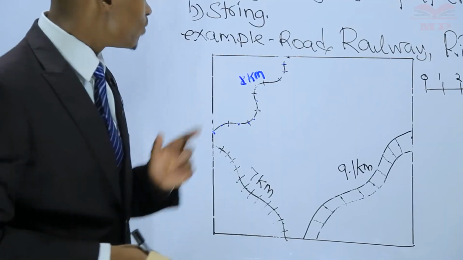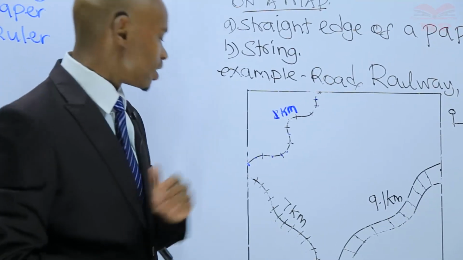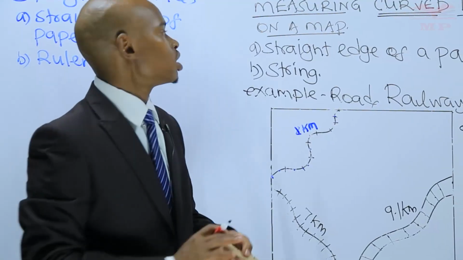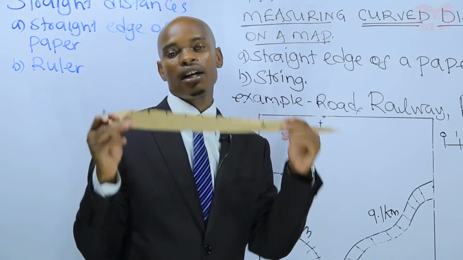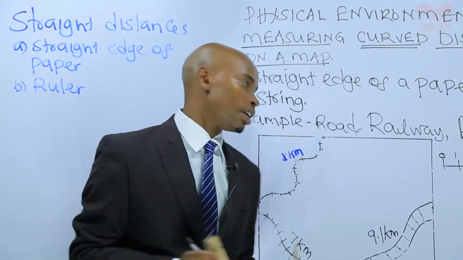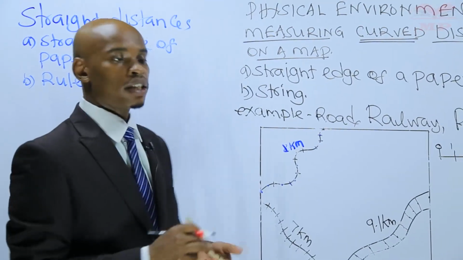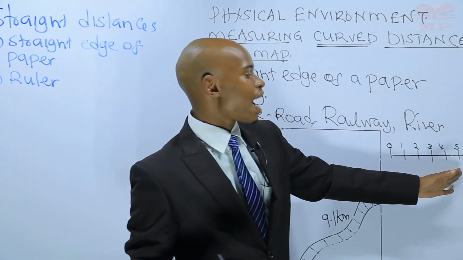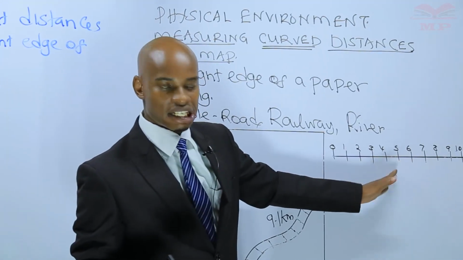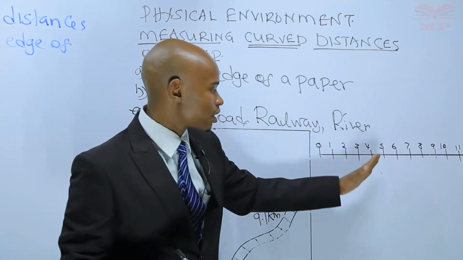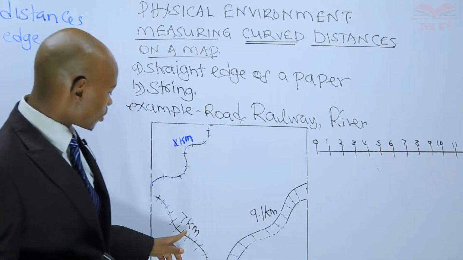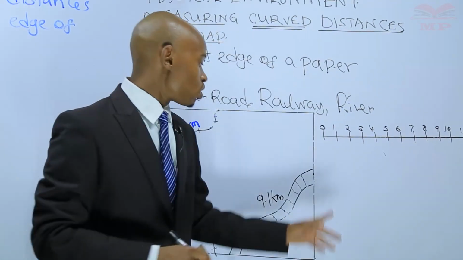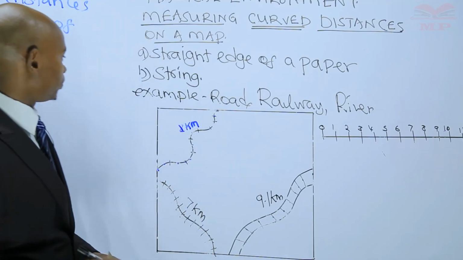measured a curved river, a curved railway, a curved road. Using what? Using a straight edge of a paper. Then after getting the measurement, getting the actual ground reading using a scale. So these measurements that we have written here are the actual measurements on the ground of this curved river.